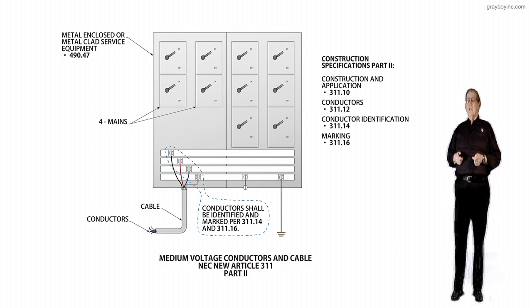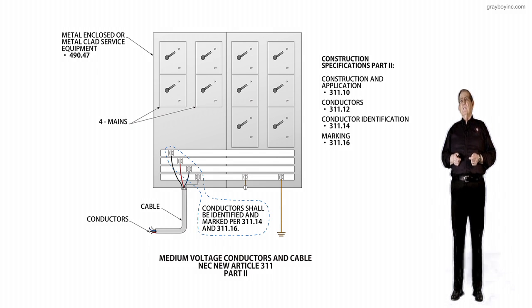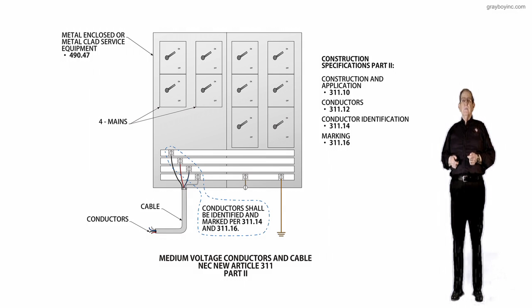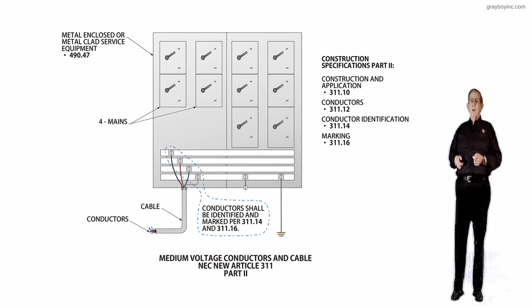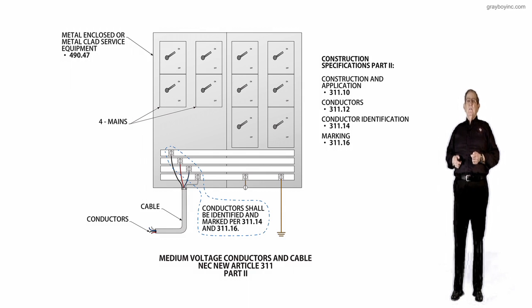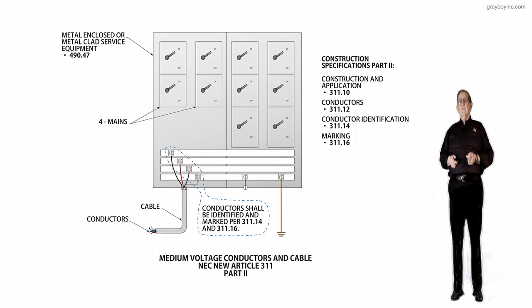Conductor identification is outlined in 311.14. Marking requirements is in 311.16. And then, of course, thirdly, at the very bottom between the grounding electrode conductor and the cable and conductors coming in and terminating to the bus bar, notice conductors should be identified and marked per 311.14 and 311.16. But notice we're just showing the terminations here. We're not showing shields and connections like that, or termination shields and that kind of thing.